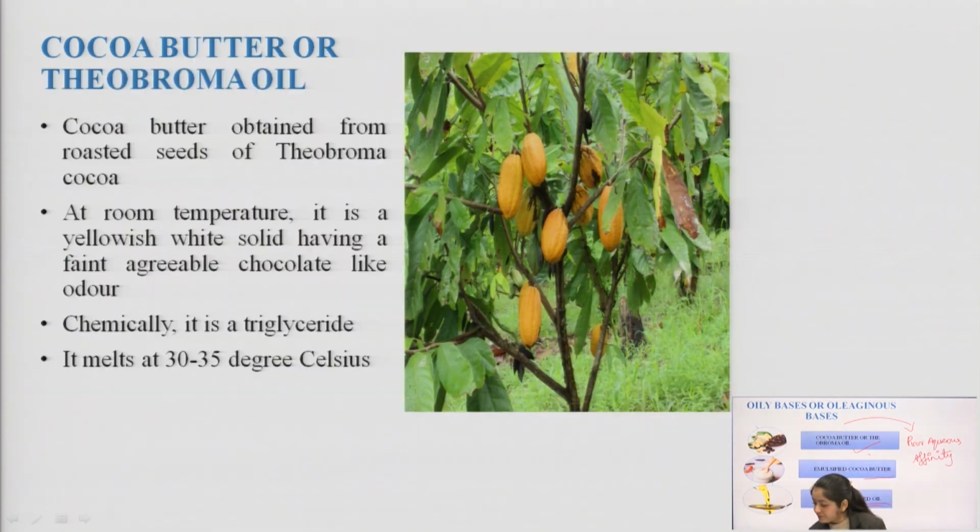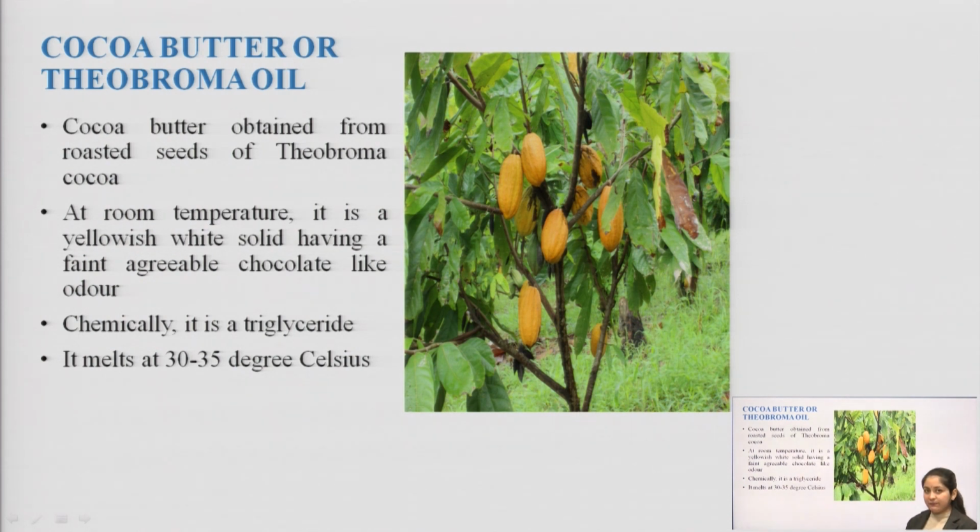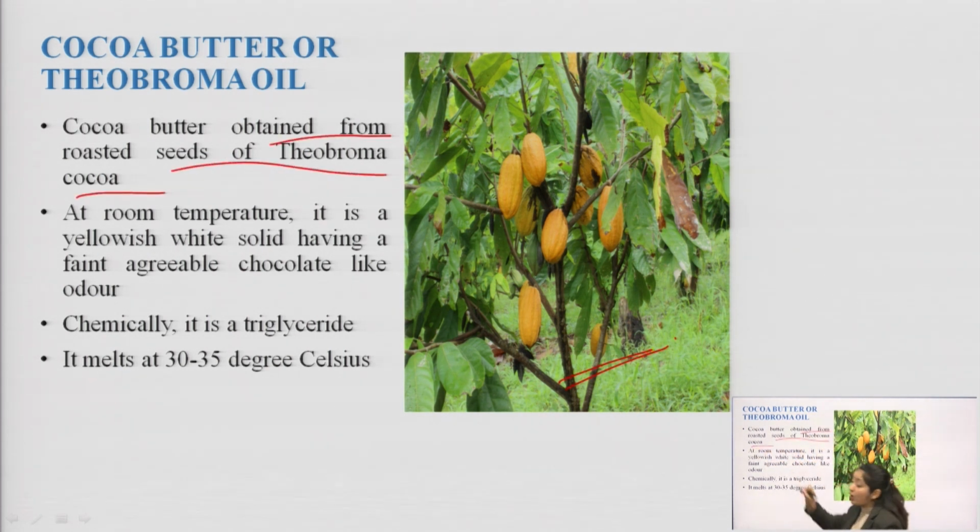Moving ahead, let us have a deep study on the types of oleaginous bases. The first type was cocoa butter, or theobroma oil. Cocoa butter is the butter we obtain from the cocoa tree. As we can see here, these yellow fruits are present. Whenever these fruits ripen, a sort of waxy material is obtained from them, which is your cocoa butter. It is obtained from the roasted seeds of Theobroma cacao.